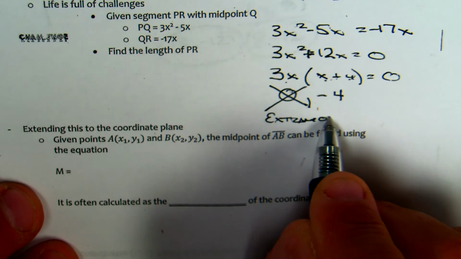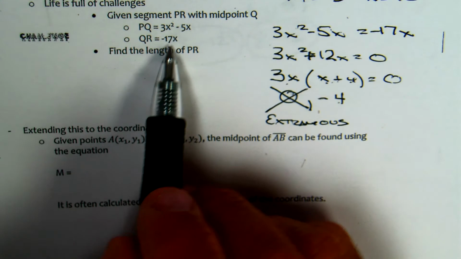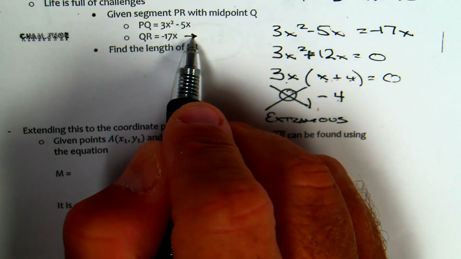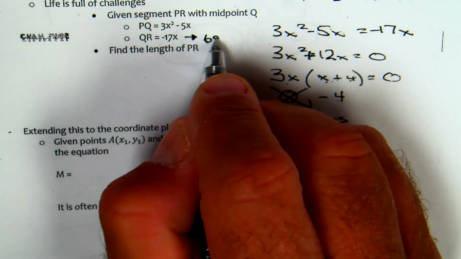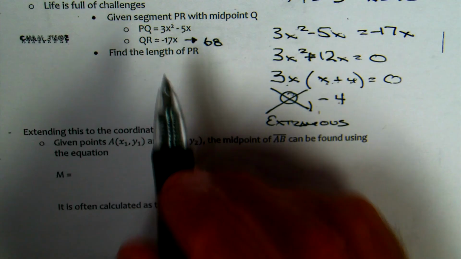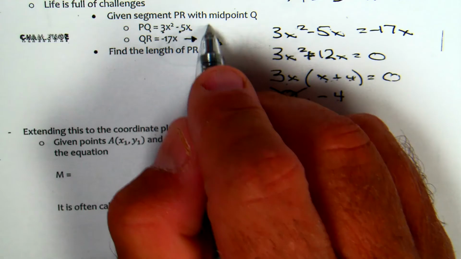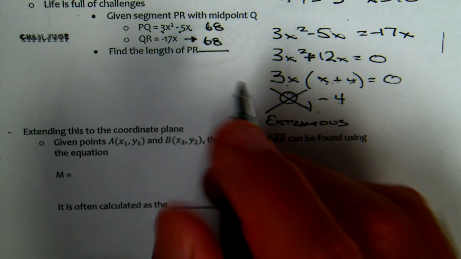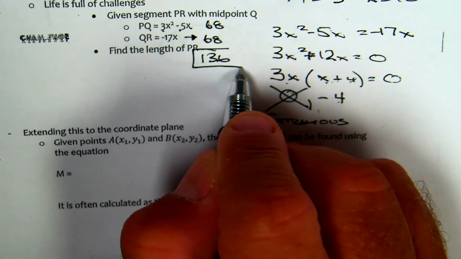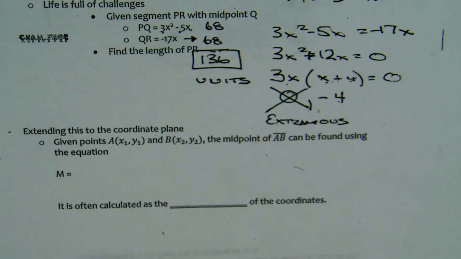Now, it is possible that both situations are extraneous, but when I plug in negative 4 to QR, negative 17 times negative 4, negative times a negative turns that back into a positive, which is 68. All right? Negative 4 squared is 16, times 3 is 48. Negative 4 times 5 is negative 20, and 48 minus negative 20 is also 68. And they come out to be the same. And since PR is the sum of those segments, like we showed in the other example, our final answer is the sum of 68 and 68, which is 136 units. All right, this is detailed in the video, by the way, if you need more explanation.